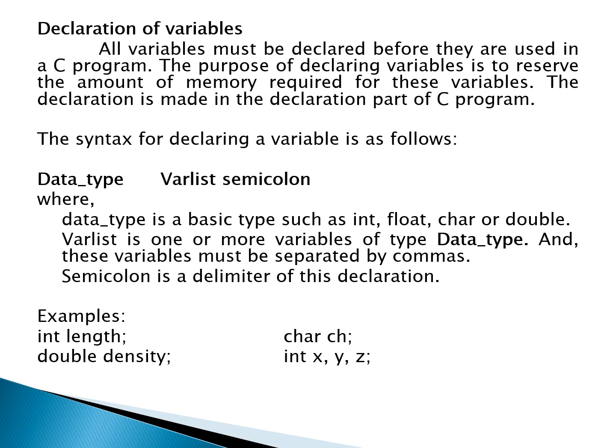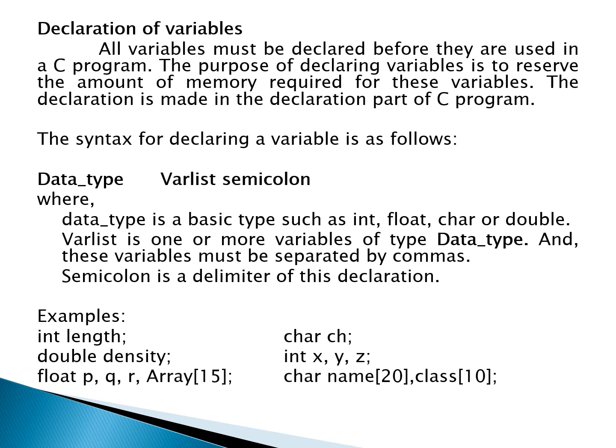Density is declared as type double, that means it can be used for storing real numbers having a higher precision value as compared to float. Then int x comma y comma z semicolon, this is a valid one. We have declared three variables of type integer, and all those variables have been separated by comma, and it has been delimited with semicolon. The next: float p comma q comma r comma array[15] semicolon.